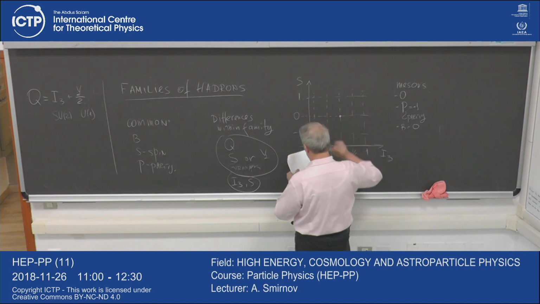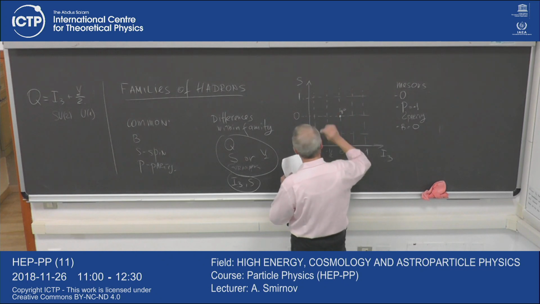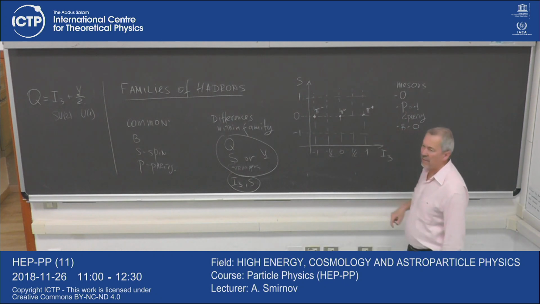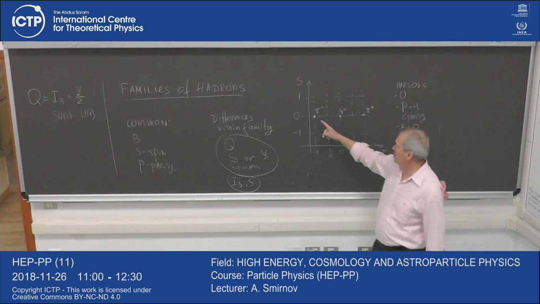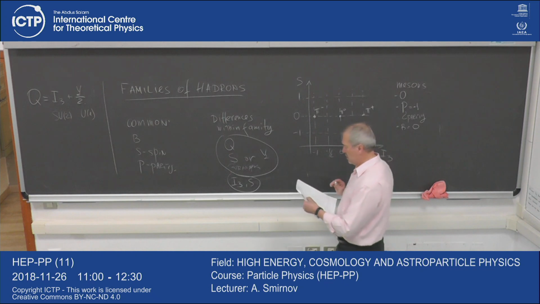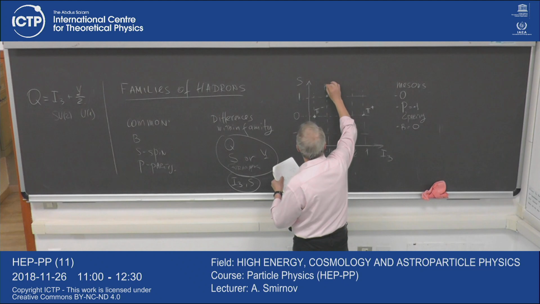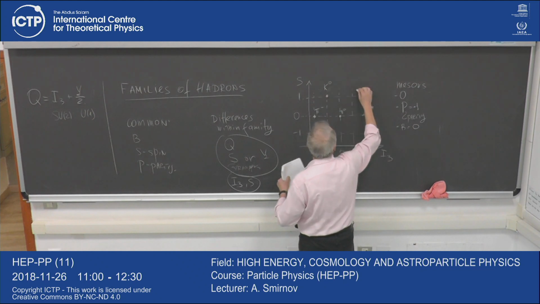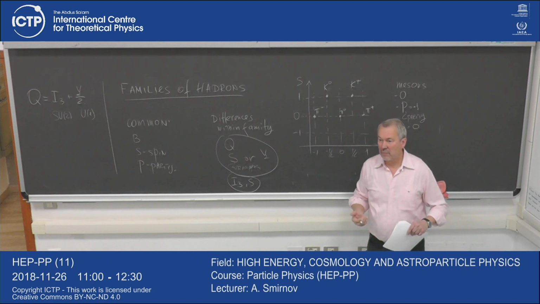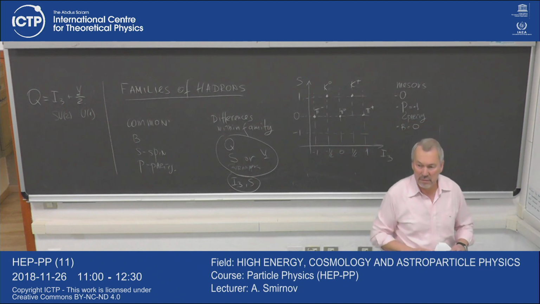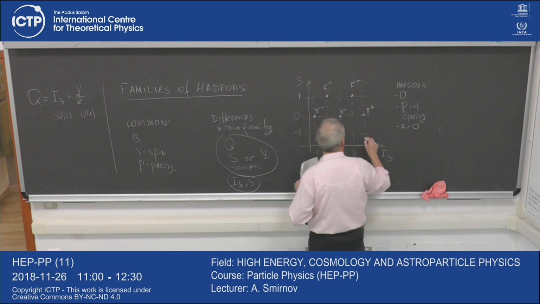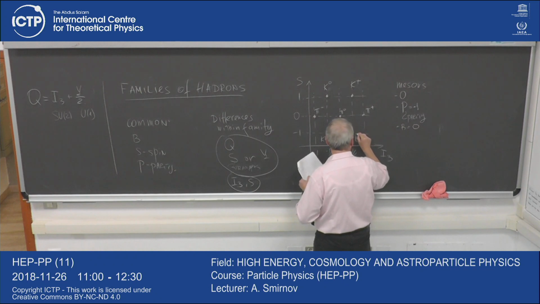Let me start with pions: pi 0, then pi minus, and here pi plus. They have 0 strangeness, and they have isospin 1, and therefore the third projection of isospin is minus 1, 0, and plus 1. I put them in these positions. Now, K mesons. We have 4 K mesons. K0 and K plus have strangeness plus 1, so I put them along this line. They form an isodoublet, and therefore they have third projection minus 1/2 and 1/2. Now K minus and K0 bar are sitting here.